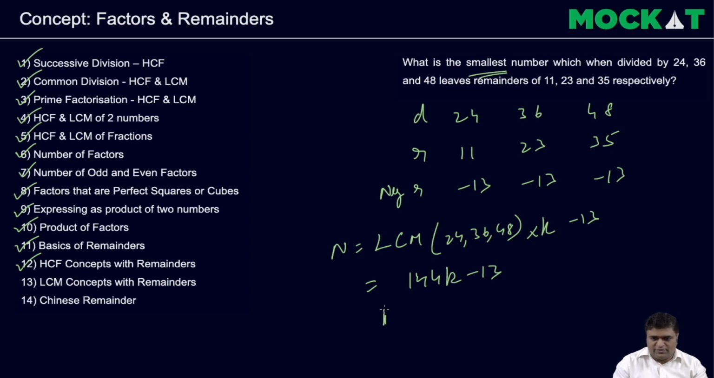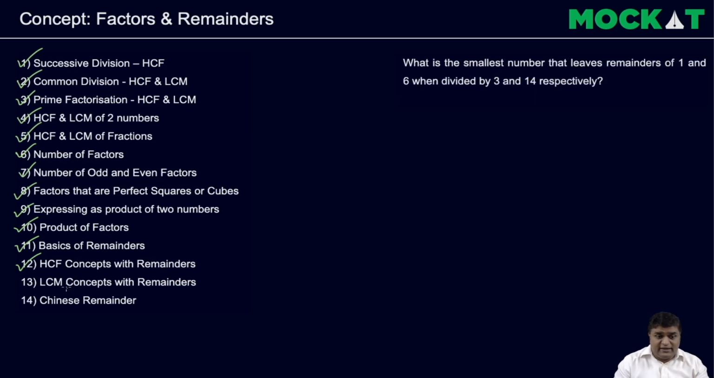K equals 1 if you substitute. Then 144 minus 13 would give us 131. Now the third case with LCM concepts with remainders involves Chinese remainder over here. What is the smallest number that leaves remainders of 1 and 6 when divided by 3 and 14?